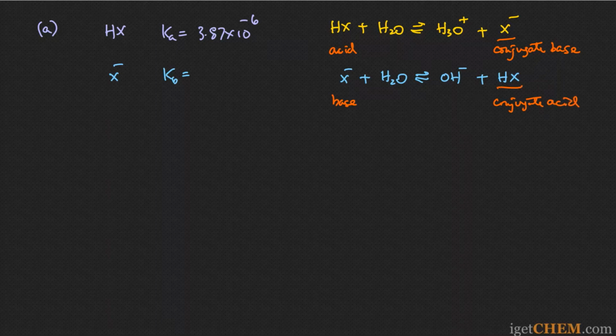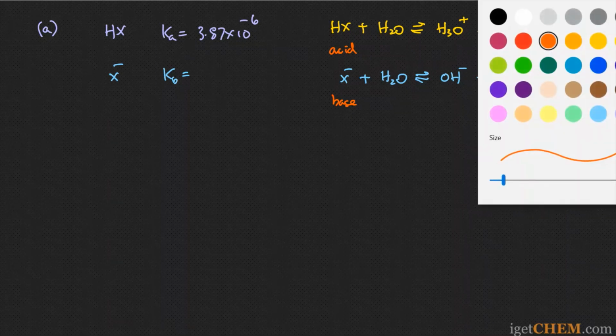which is HX. So we generally say that HX and X minus is a conjugate acid-base pair because they are related to each other via an acid-base reaction. So in this case, what we really want to do is to calculate the value for Kb given the value for Ka of its conjugate acid.